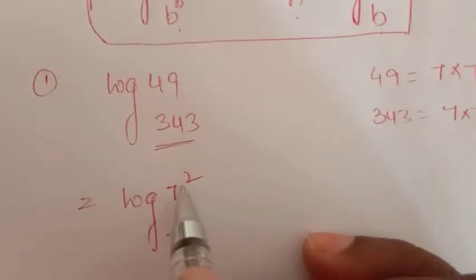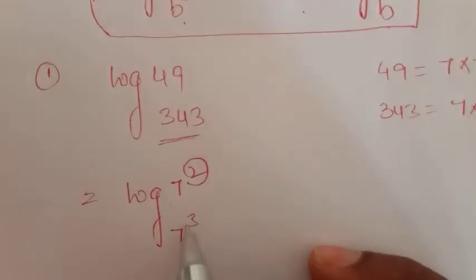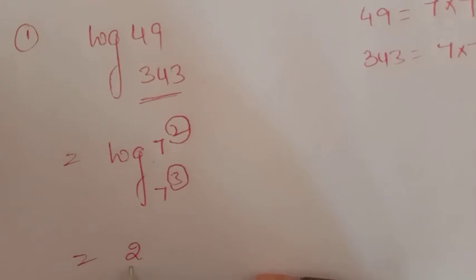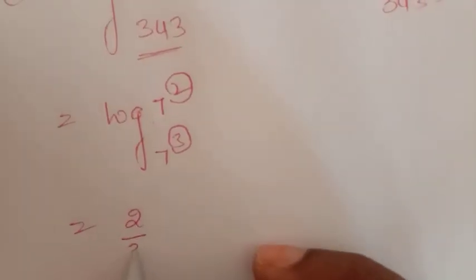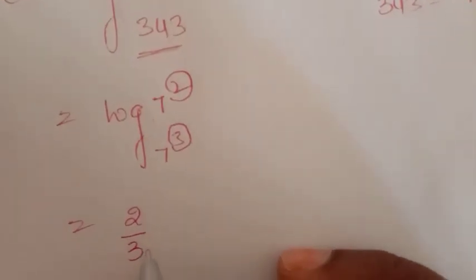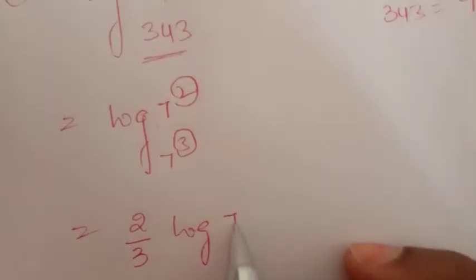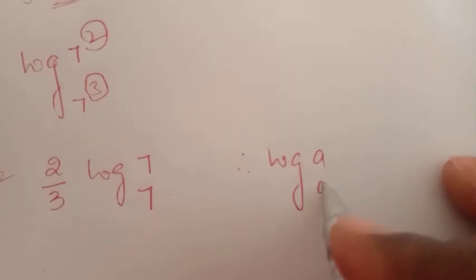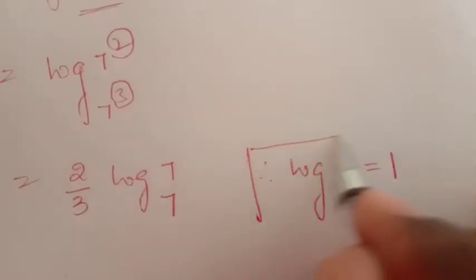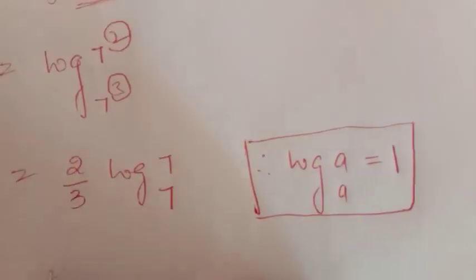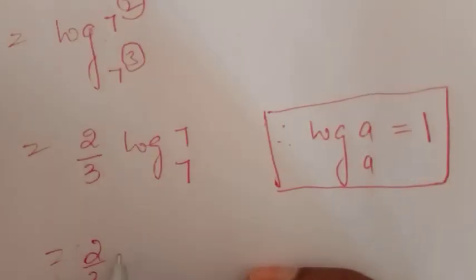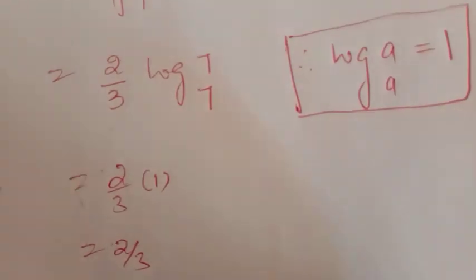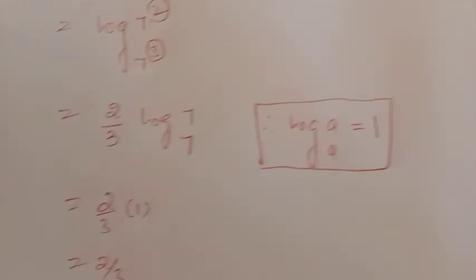Here m equals 2 and n equals 3, that equals m by n, so 2 by 3 log 7 base 7. Here we have log a base a equals 1, that equals 2 by 3 into 1 equals 2 by 3. This is the answer of this problem.